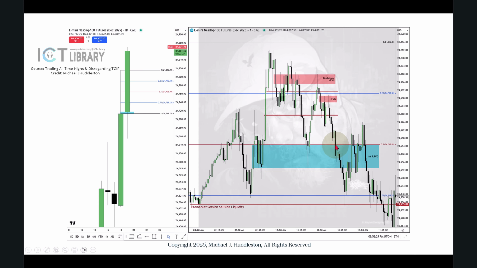It trades back down into the first potential fair value gap. And notice it was sensitive here and here. But now we're back into it again. A third time is not a charm. It's going to break through, and it targeted that sell side on that low and these relative equal lows here. So it's reaching for pre-market session sell side liquidity. And we get it there.